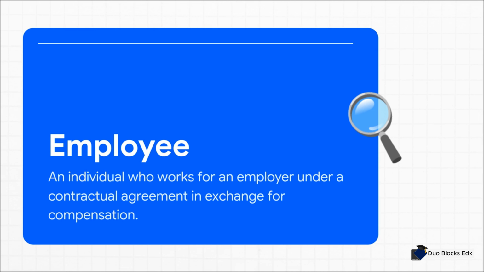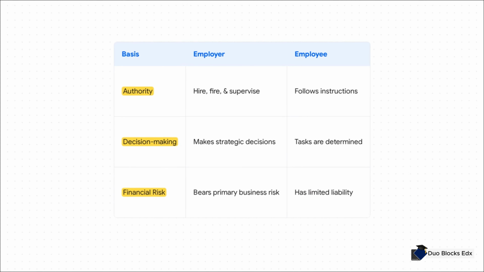And on the other side of that coin, you have the employee. That's the person who says, yep, I'll take that job. They're exchanging their skills and their time for a paycheck. And the key thing here is that they work under the direction of the employer. This table really lays it all out, doesn't it?